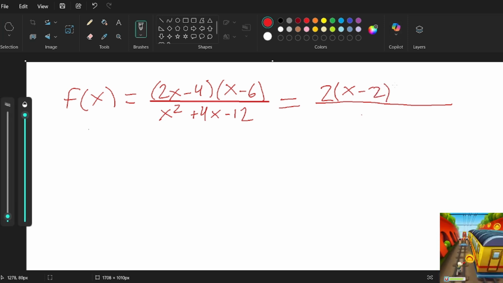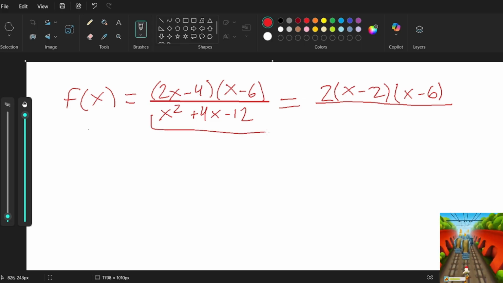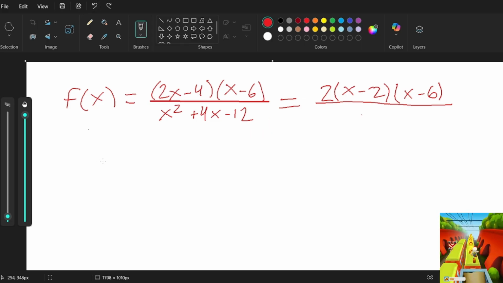X minus 6, I can't do anything to that, so I'm going to leave that as an x minus 6. So this is something you might see on the test where we have a factor like 2x minus 2 or 2x plus 4. Both of those are even numbers, so you can factor out that 2. Whereas with the denominator here, this x squared plus 4x minus 12, I'm going to need to use the box method to factor that.